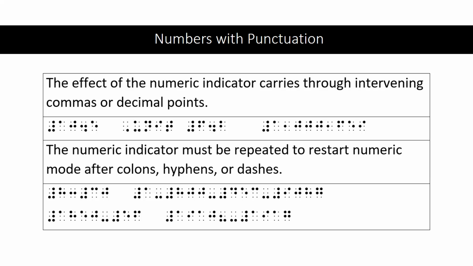Down there in the bottom left, we've got a date, 1850, hyphen, 56. And the same thing with the next one, 1910. And notice that we have a question mark after it, hyphen, and then 1917. So anytime there's a hyphen in a number, you're going to have to repeat the numeric indicator.